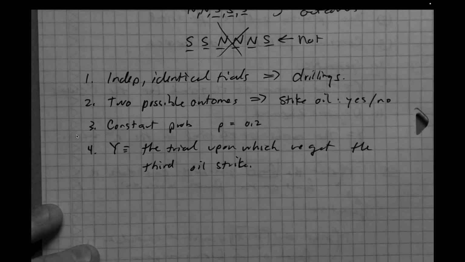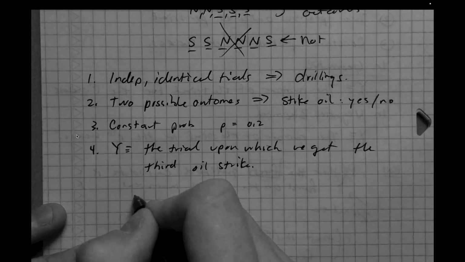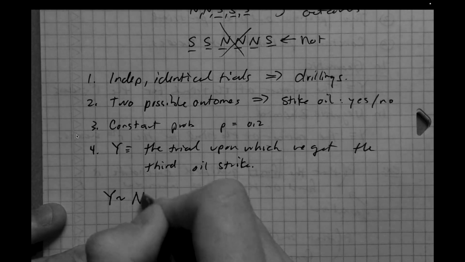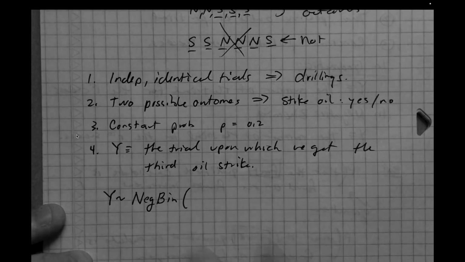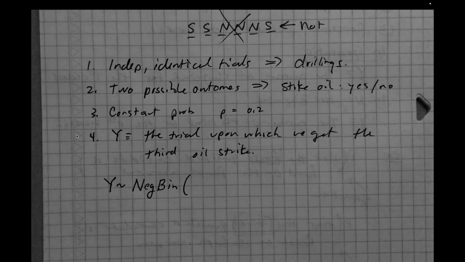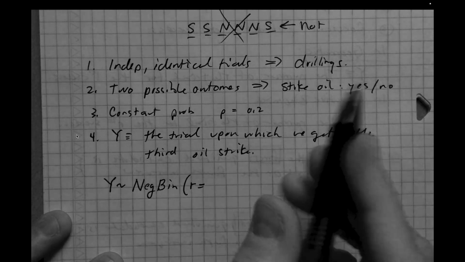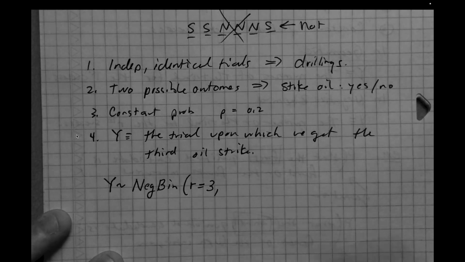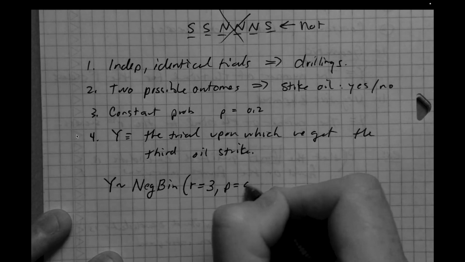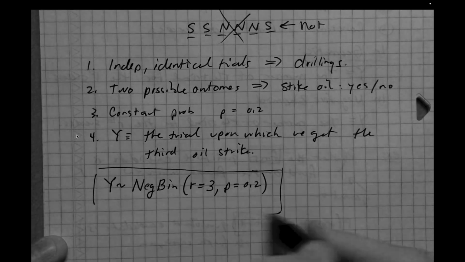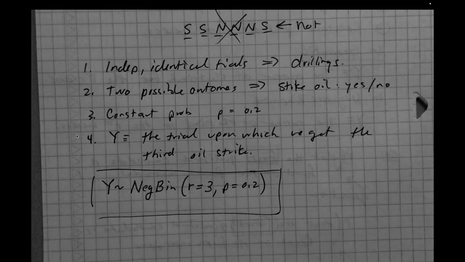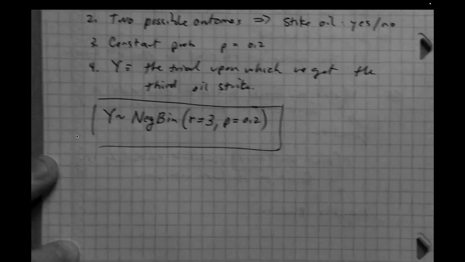Okay, we'll talk about what the probability function looks like here, but we would say that y is negative binomial, and the parameters of interest here are the number of successes, which we'll use an R for. So in this case, the number of desired successes is 3, and the probability of success is the other thing we need, so 0.2. Right, so this one is negative binomial, and the parameters are r equals 3 and p equals 0.2.